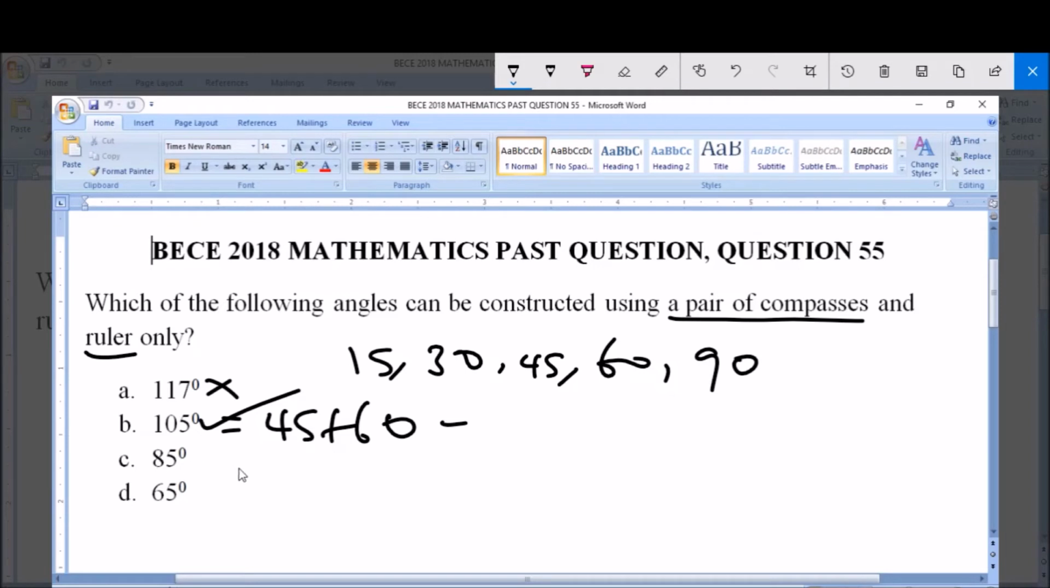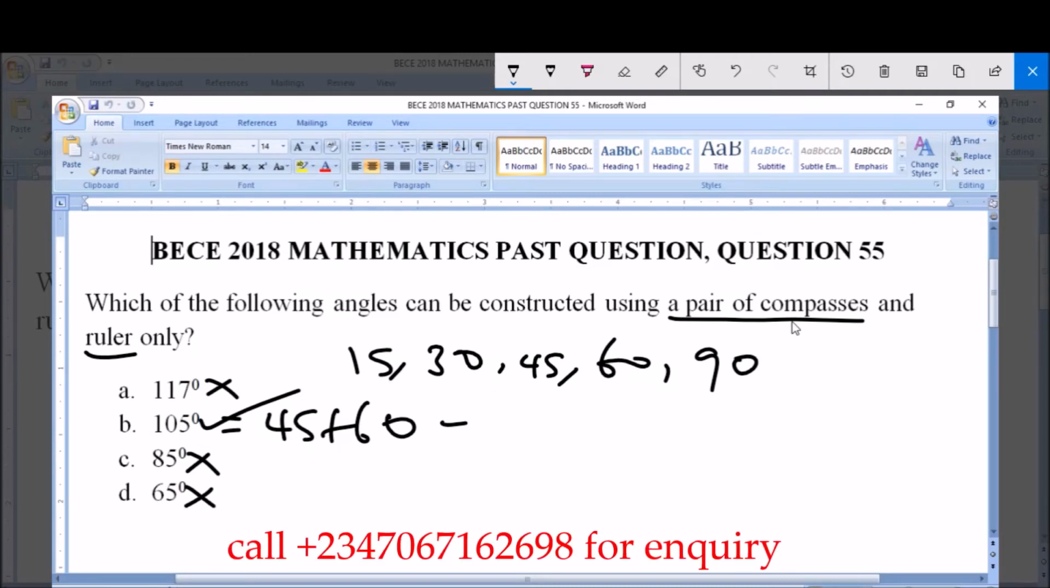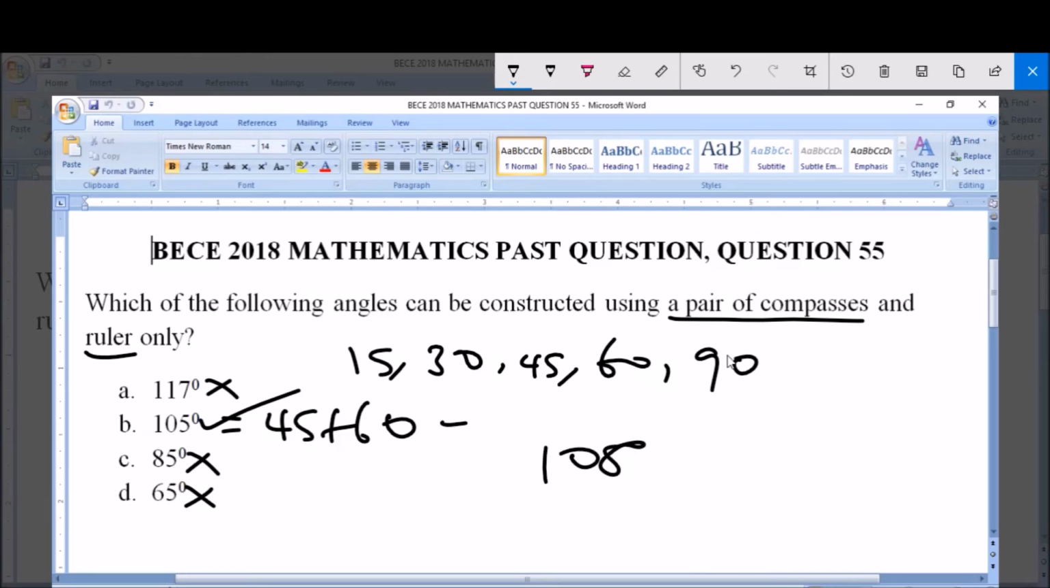Now angle 85 degrees. Angle 85 degrees can also not be gotten from any of these, so it is wrong. Likewise 65 degrees cannot be gotten from summing any of these, so it cannot be constructed with a pair of compasses and ruler only.